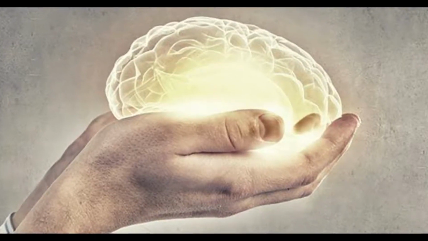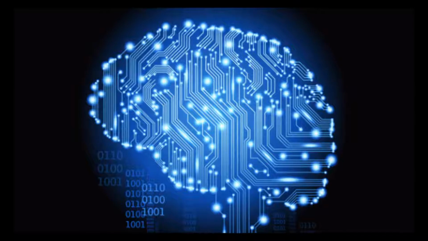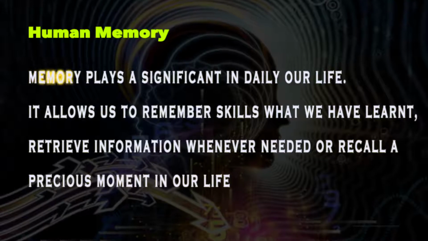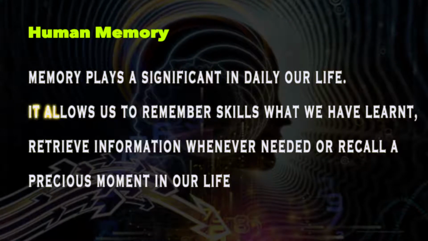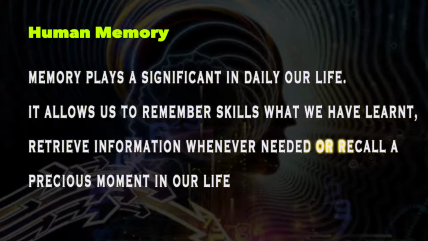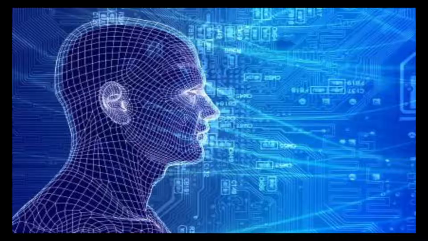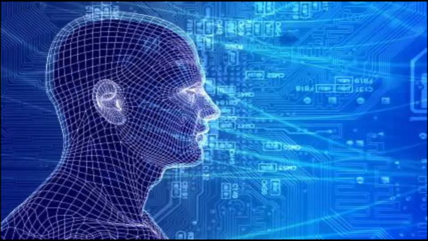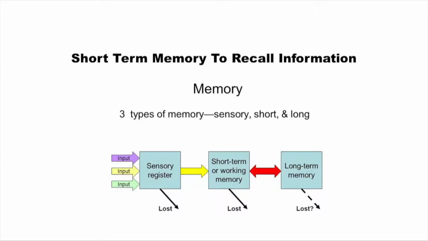Now, let us see the role of memory in human life. Then we will relate human memory with computer memory. Memory plays a significant role in our daily life. It allows us to remember skills we have learnt, retrieve information whenever needed or recall a precious moment in our life. Memory organizes information and we can apply that information in the proper context when we retrieve it. We use short term memory to recall information we have learned recently. Long term memory is used to recall information from the recent past to the childhood.